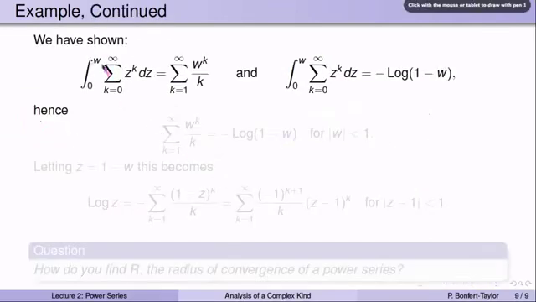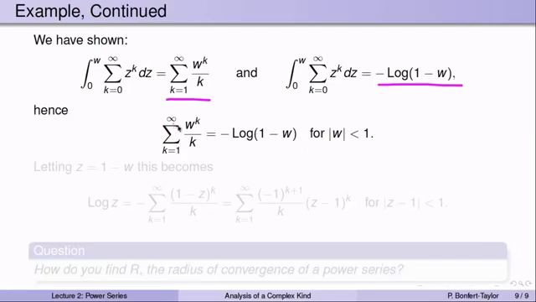So we have shown that the integral from 0 to w of the power series z to the k is equal to the power series k from 1 to infinity of w to the k over k. But we've also shown that the same integral is equal to minus log of 1 minus w. Since both of these functions are equal to the integral of the original power series, the two right-hand sides must agree. So it must be the case that the sum k from 1 to infinity w to the k over k is equal to minus log of 1 minus w. We've therefore found a power series expansion for the logarithm function.